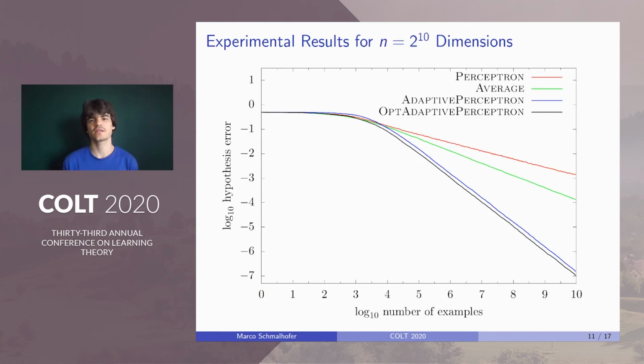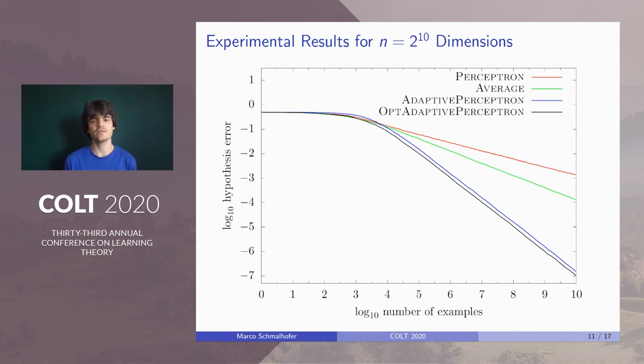We also conducted experiments for 2 to the 10 dimensions and up to 10 to the 10 examples, running these 4 algorithms: the classical perceptron update rule, the average algorithm of Servedio, the adaptive perceptron algorithm constructed by us, and this opt-adaptive perceptron algorithm, which is the hypothetical perceptron algorithm with the locally optimal learning rate.